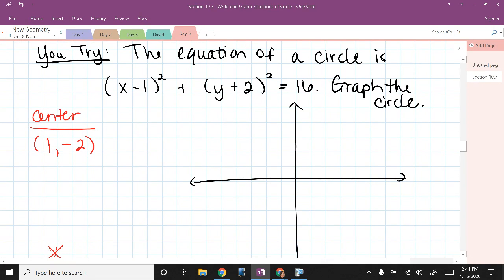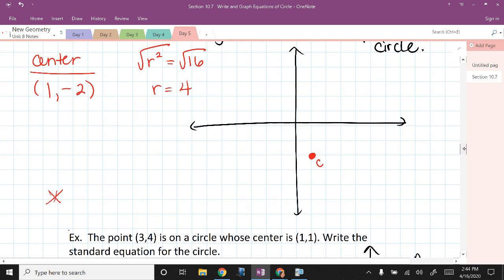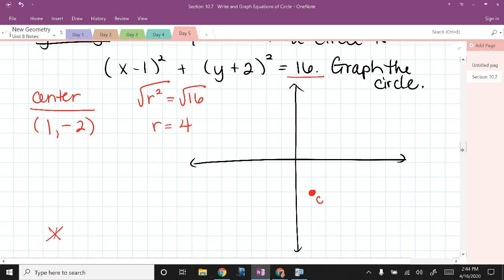So 1, negative 2, I go to the right 1 and down 2. So there's my center of my circle. Now, it says r squared is 16. So that's not the radius. That's r squared. So to get the radius, I take the square root. So my radius is 4. Okay, so this circle is 4 units from the center in all directions.